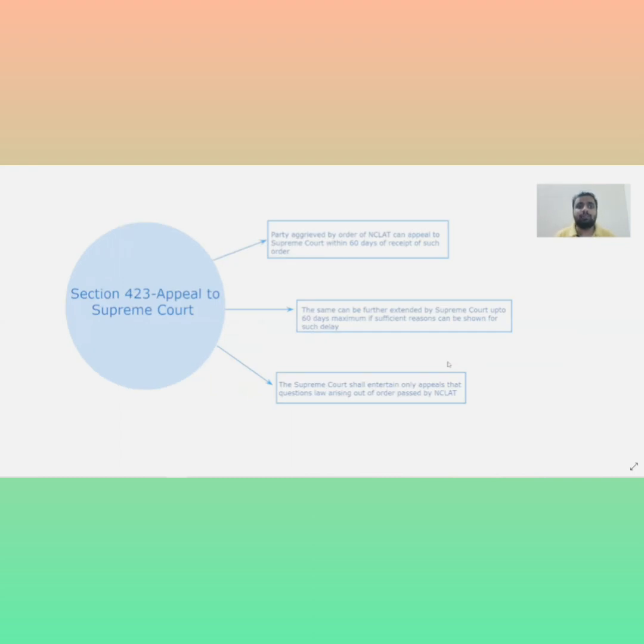Section 423, appeal to Supreme Court. Now, what if you went to the supervisor? You're not happy. You're going to go to the higher authority, which is the principal. And in this case, it's the Supreme Court. So a party aggrieved by an order of NCLT can appeal to the Supreme Court within a period of 60 days from the receipt of such order. The same can be extended again to a maximum of 60 days if sufficient reasons are shown and the Supreme Court feels it okay to extend. But again, it can be only for a maximum of 60 days.